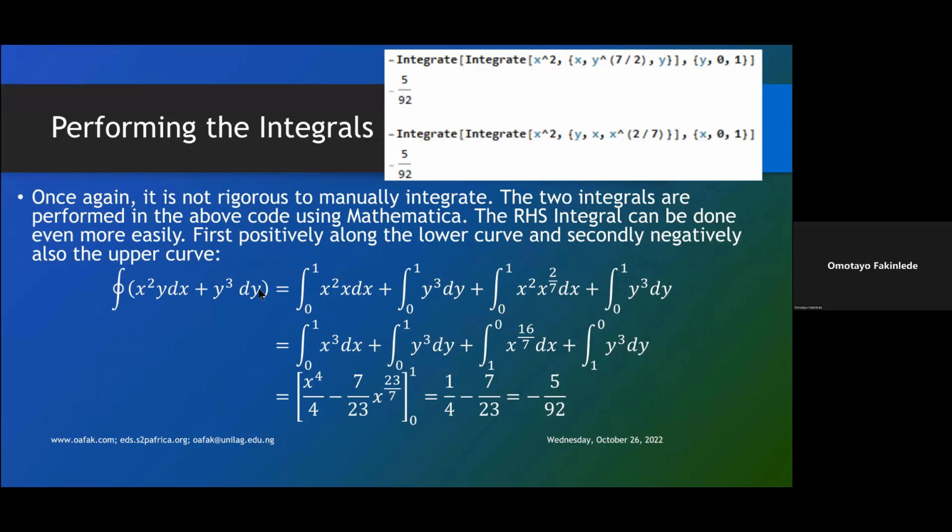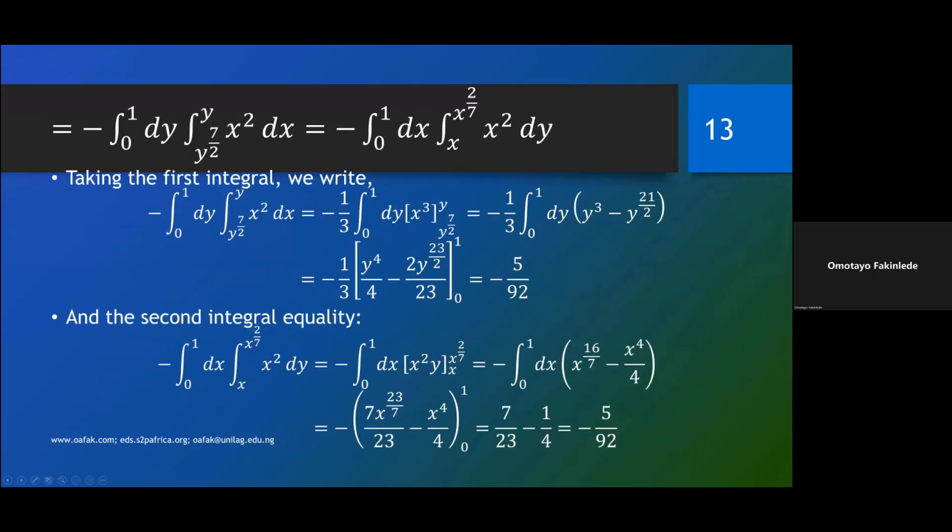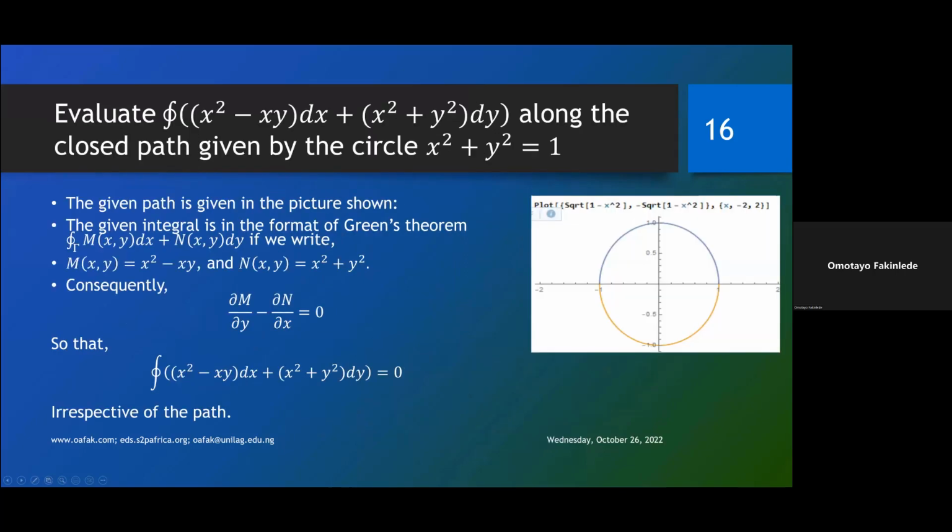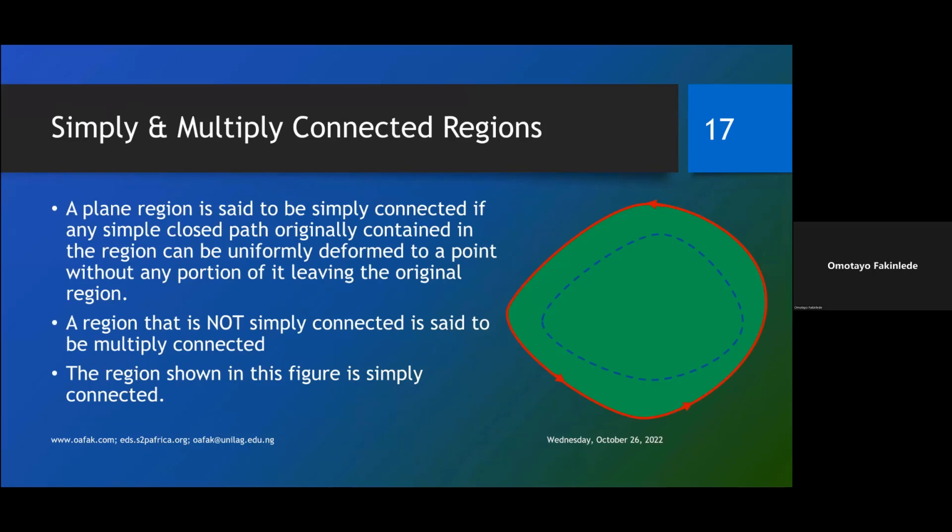Anyway, I can't spend more time to answer you there. I have to go to the last issue that I've brought. I want to quickly introduce you to the concept of simply connected and multiply connected regions. A plane region is said to be simply connected if any simple closed path originally contained in the region can be uniformly deformed to a point without any portion of it leaving the original region.